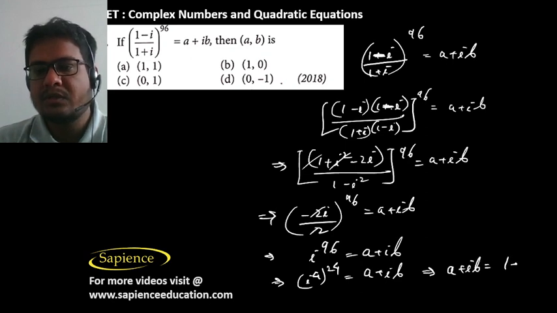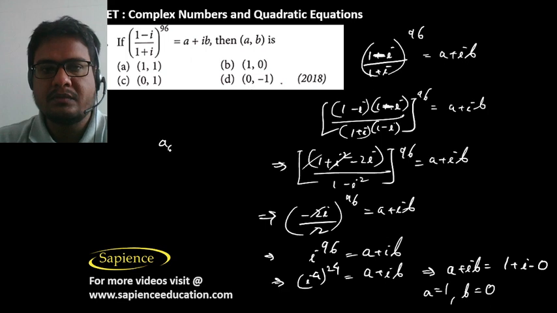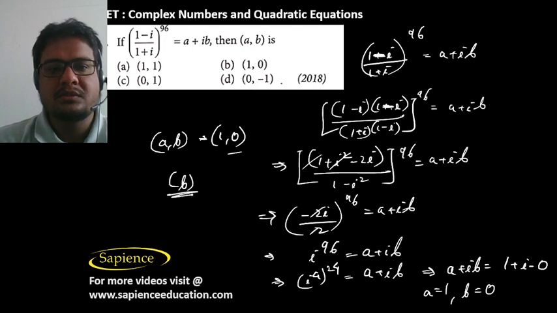So I can write it as 1 + i times 0. So a is 1 and b is 0. So the value of (a, b) is equal to (1, 0). Option B is the correct answer.